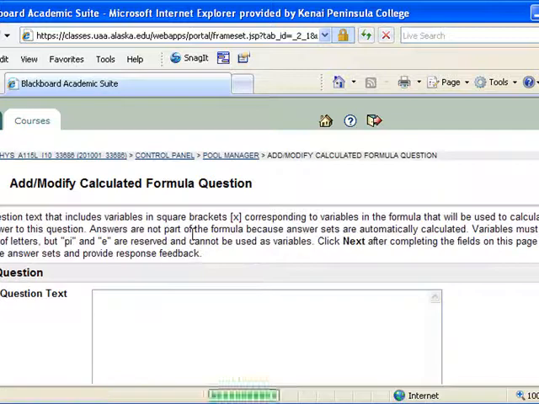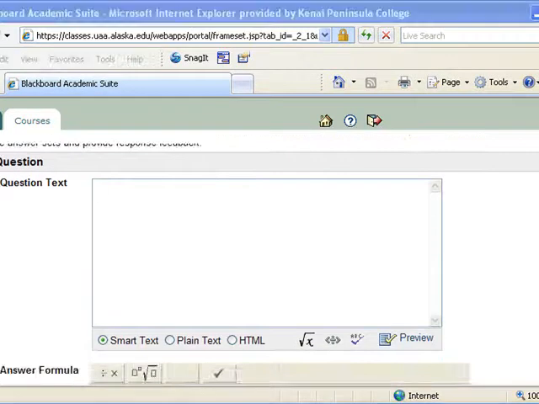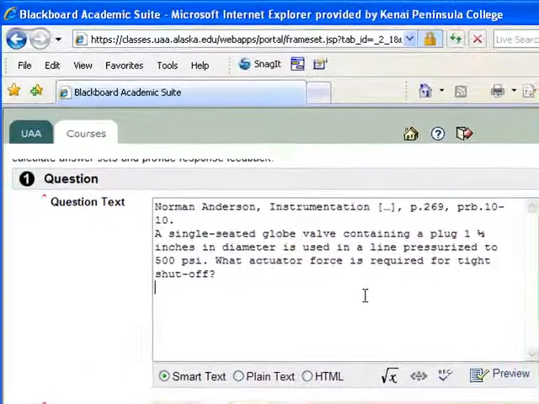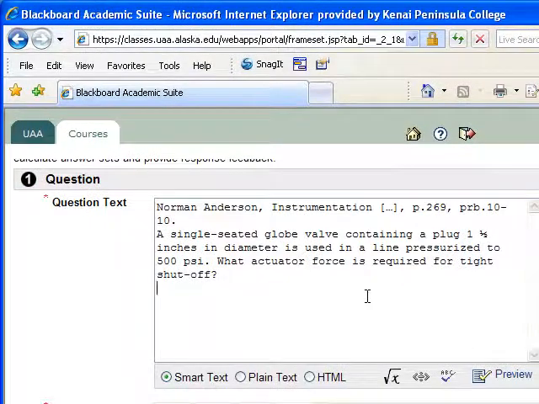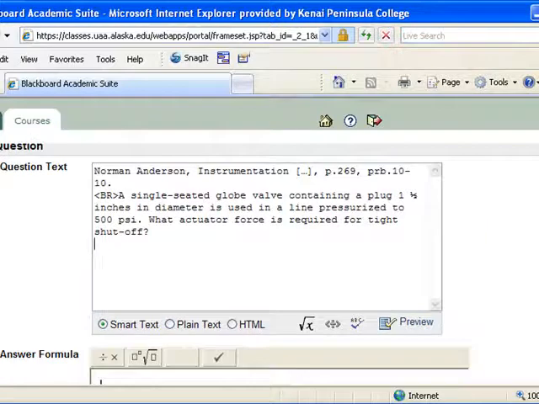So again, hit go on calculate formula, and this is the one I chose. This is from Norman Anderson's book Instrumentation for Process Measurement and Control, 3rd edition. And then some problem there, a single-seated globe valve. Again, I may want to put a break here, just makes it look nicer. A single-seated globe valve containing a plug 1.5 inches in diameter is used in a line pressure to 500 psi. What actuator force is required for tight shutoff?